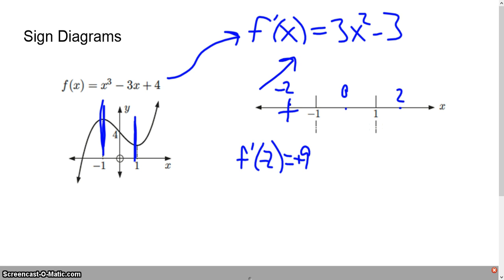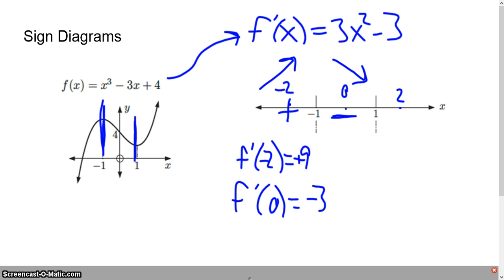In the middle here, if we do f prime of 0, 0 squared is 0, times 3 is 0, minus 3 is -3. So here we see that the derivative for not only 0, but every point in between -1 and 1 is going to be negative, so we know it's decreasing.